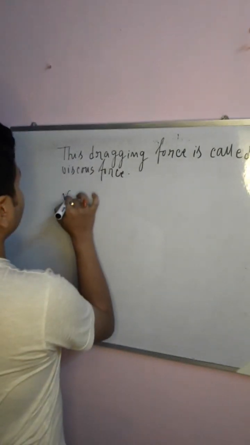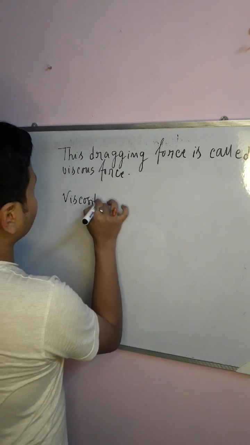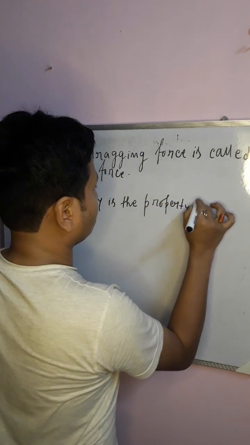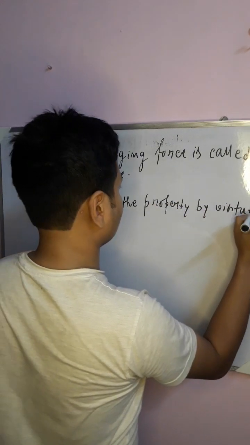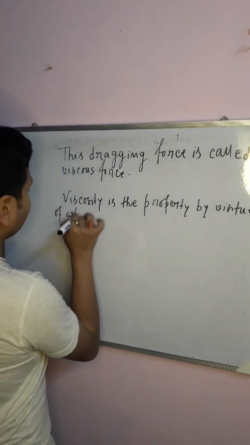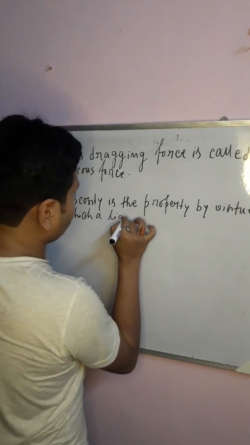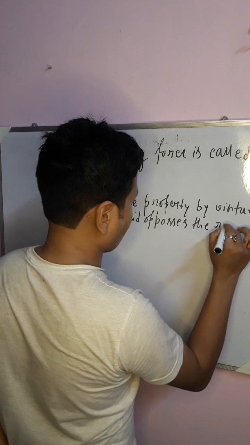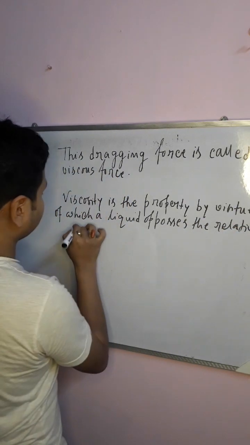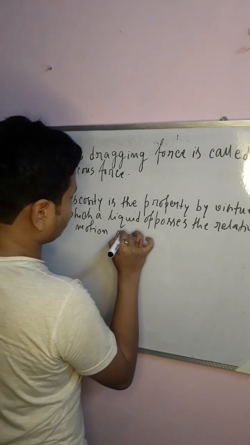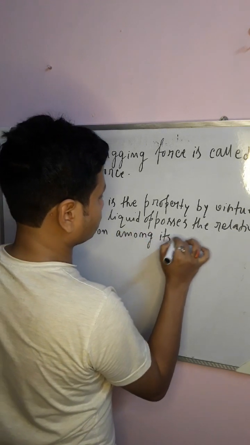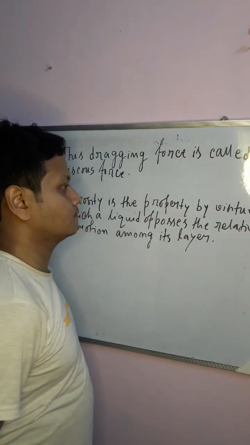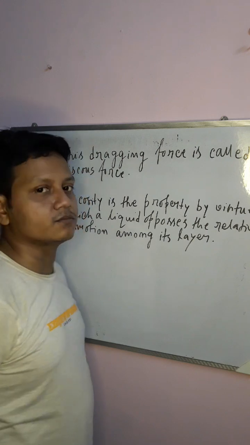So viscosity is the property by virtue of which a liquid opposes the relative motion among its layers. The relative motion is disturbed by this viscosity property.